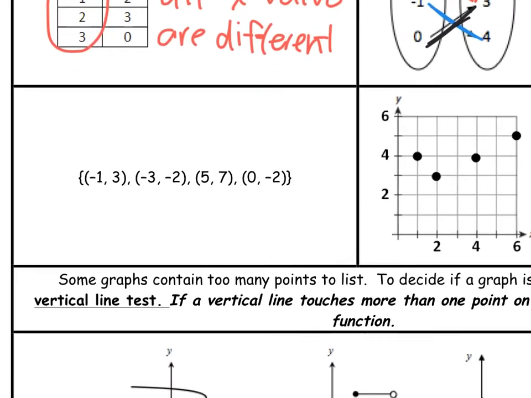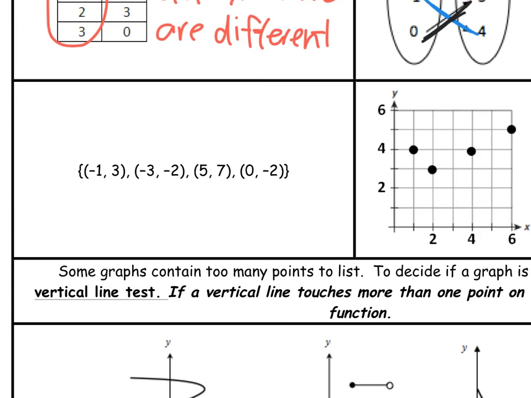So let's take a look at this relation, this set of ordered pairs. We want to determine if it's a function. So we're going to look at our x values. I'm just going to highlight them. It's already set up. We have -1, -3, 5, and 0. If we look at our domain, our x values, our inputs, are they all unique? And yes, in this case they are. They're all different. We have -1, -3, 5, and 0.